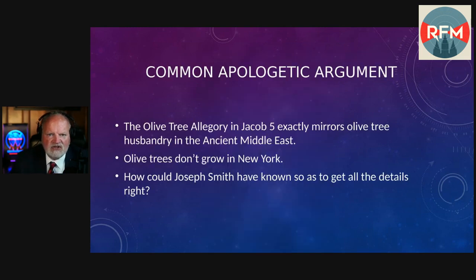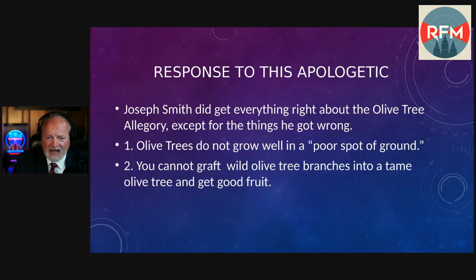Now, there is a common apologetic argument which I have heard and which maybe you have heard, and I want to prepare you for so that you will be able to respond to it if you so desire. Here is the common apologetic argument. The olive tree allegory in Jacob chapter 5 exactly mirrors olive tree husbandry in the ancient Middle East. Olive trees don't grow in New York, and therefore, how could Joseph Smith have known so as to get all the details right? That is the common apologetic argument. It is based upon not giving you all of the evidence, which I will do right now.